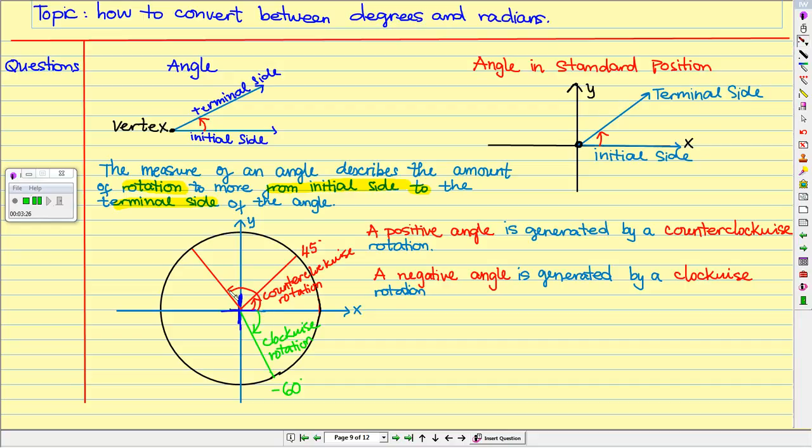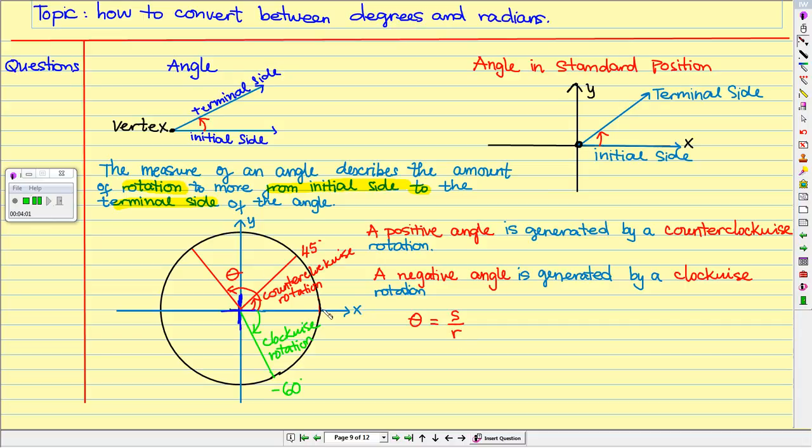So this positive angle, this is the angle theta. This angle is greater than 90 degrees, so it's an obtuse angle. So we say that angle theta is the ratio between the arc length and the radius.